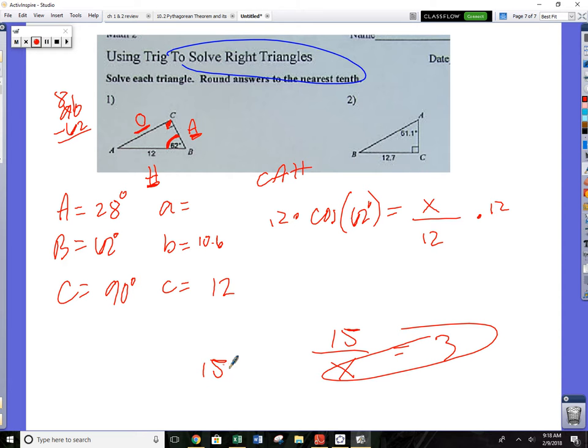And it's going to be 15 divided by 3 equals x. So that's how we got x equals 5. So when x is on bottom, you switch places. If x is on top, just inverse the divide. So times 12, times 12.